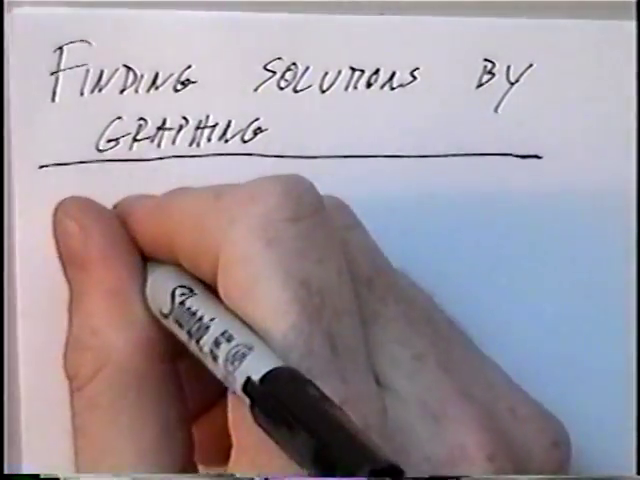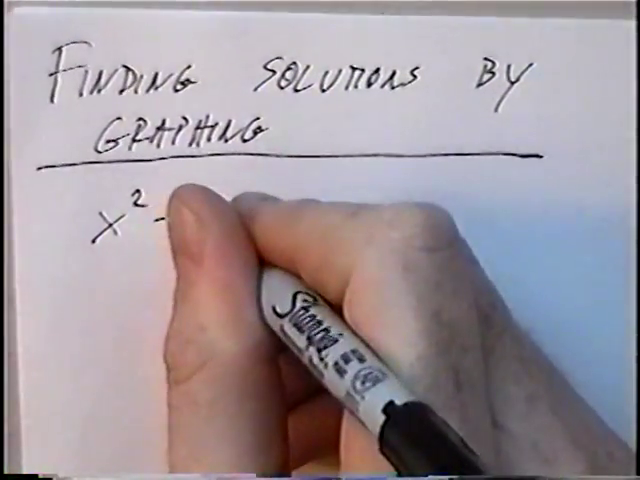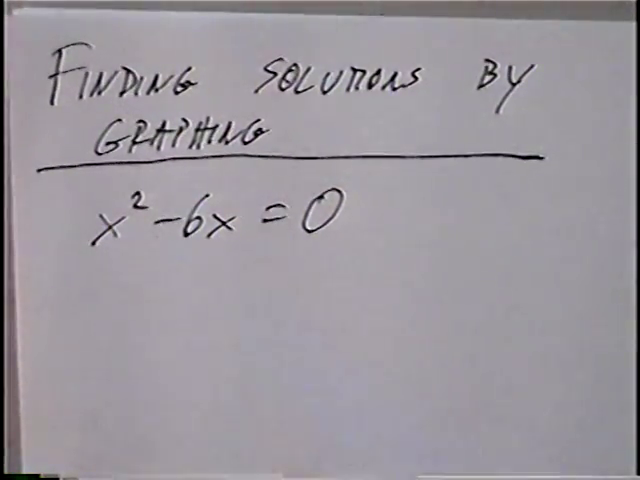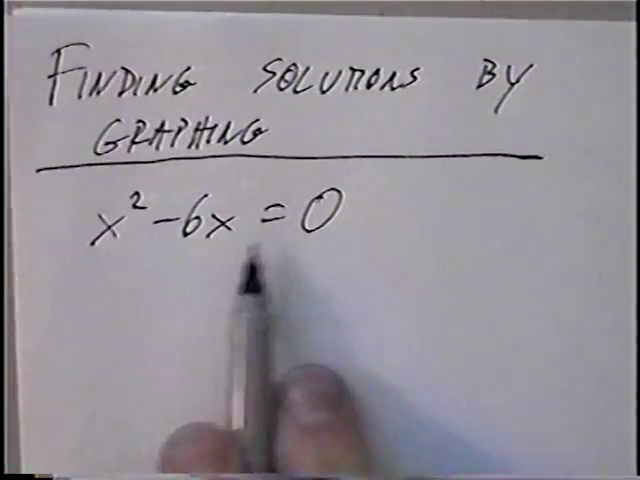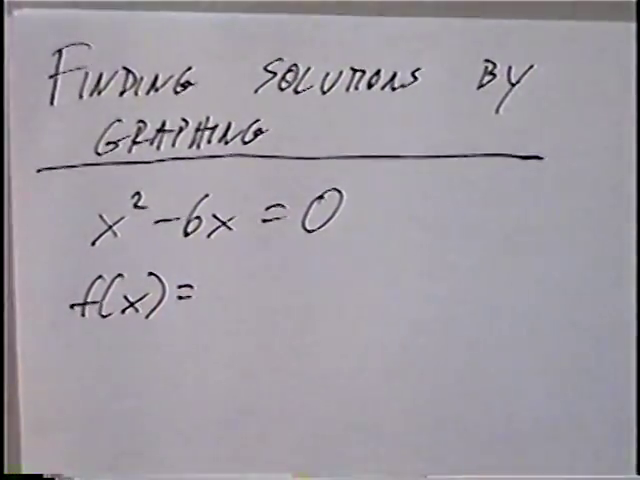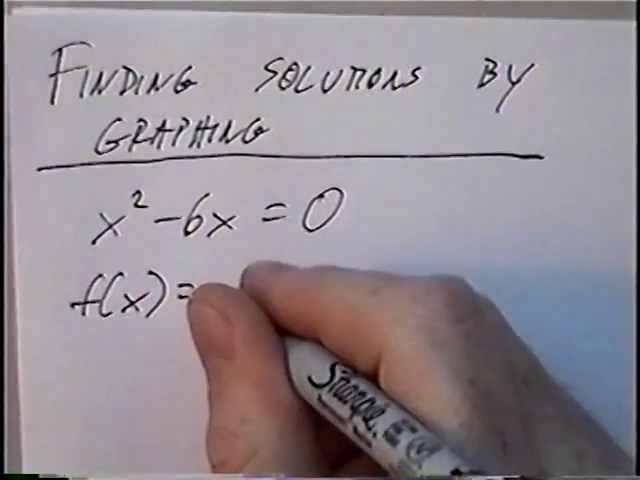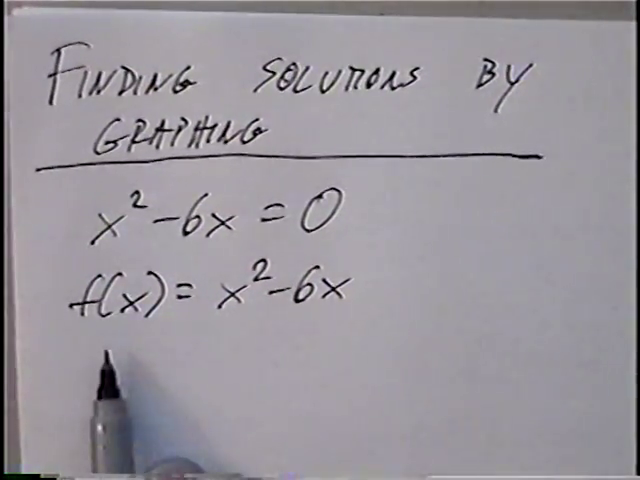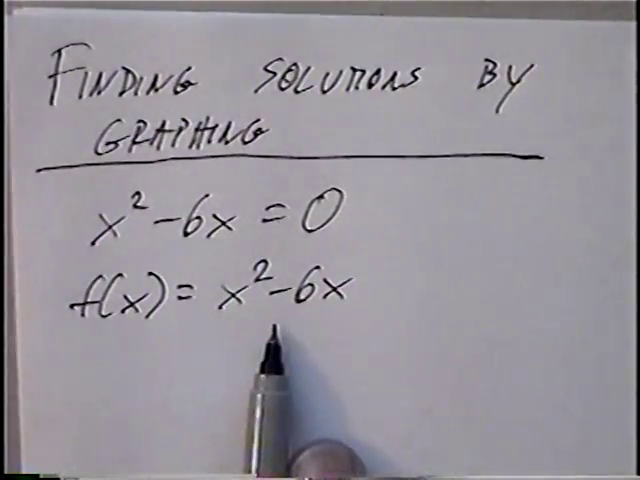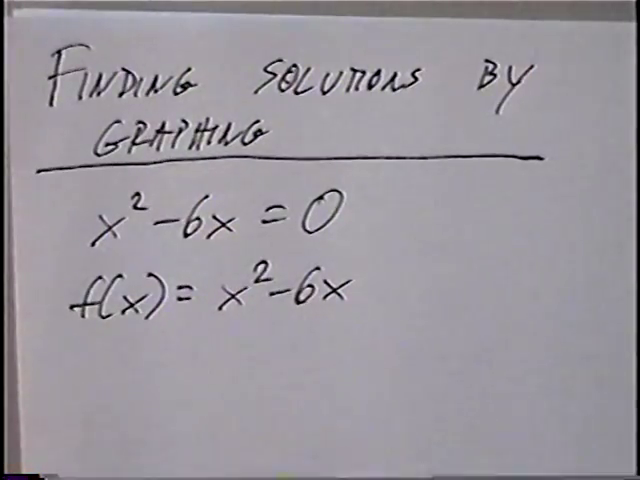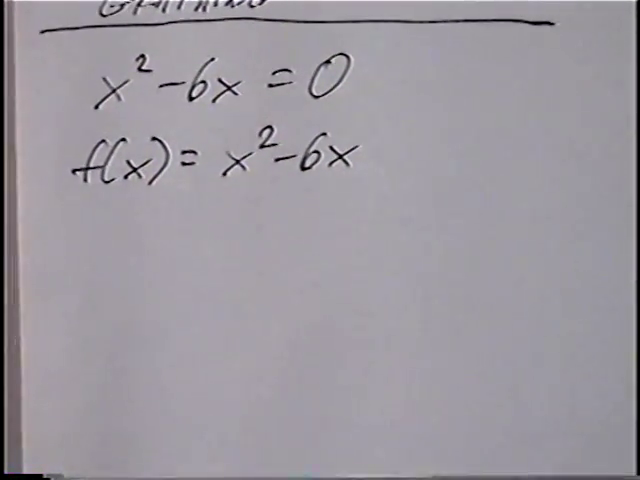First equation, x squared minus 6x equals 0. To solve this equation, we can change it into an equation and we can graph. Since the equation is equal to 0, we can write the quadratic equation f of x equals x squared minus 6x. Once we graph this equation, we can find out where this equation is equal to 0, or crosses the x-axis, and that would be the solutions to the original equation.